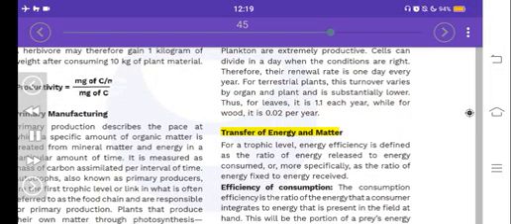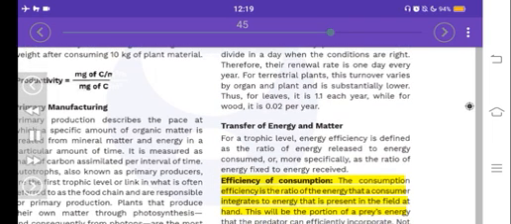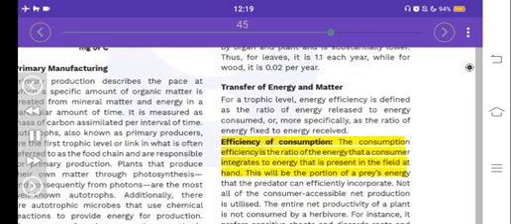Transfer of energy and matter. For a trophic level, energy efficiency is defined as the ratio of energy released to energy consumed, or, more specifically, as the ratio of energy fixed to energy received. Efficiency of consumption. The consumption efficiency is the ratio of the energy that a consumer integrates to the energy that is present in the field at hand. This will be the portion of appraised energy that the predator can efficiently incorporate.